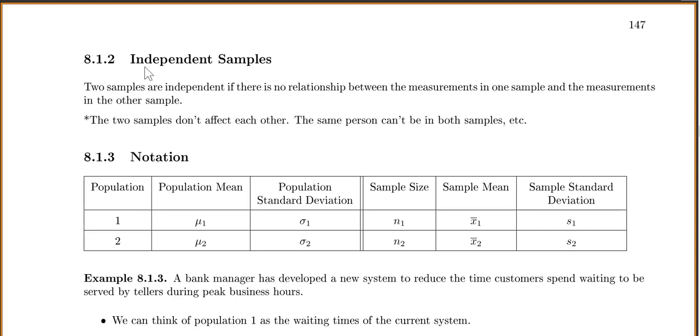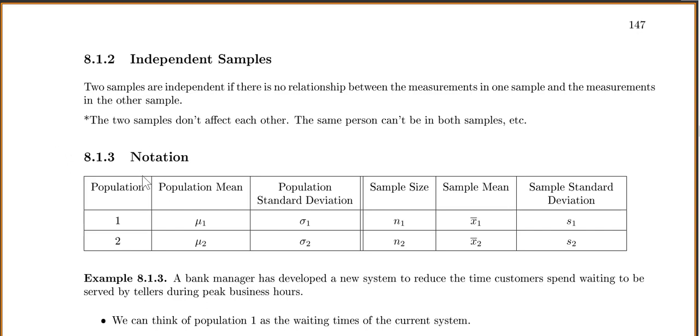So let's refresh our memory on what independence means, and specifically independent samples. Two samples would be independent if there's no relationship between the measurements in one sample and the measurements in another sample. So again, the two samples can't affect each other. One big way to check for that is that the same person can't be in both samples. Okay, that would definitely make it so one sample affects the other.